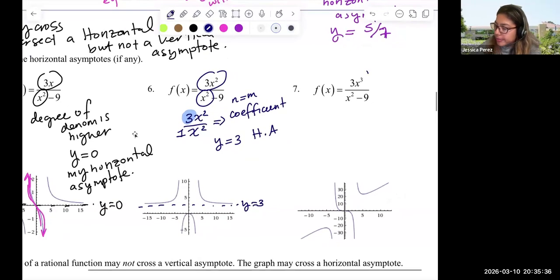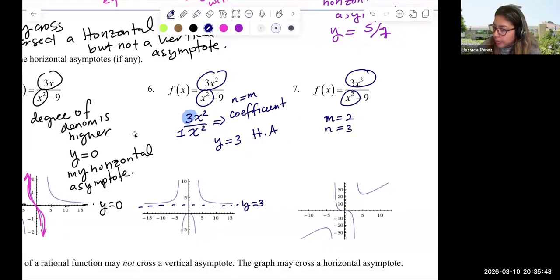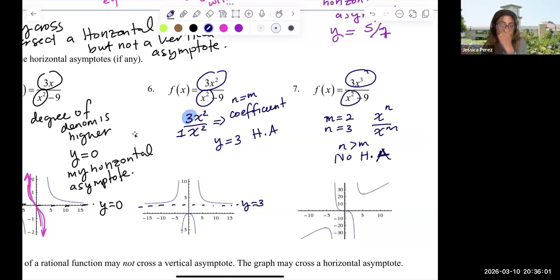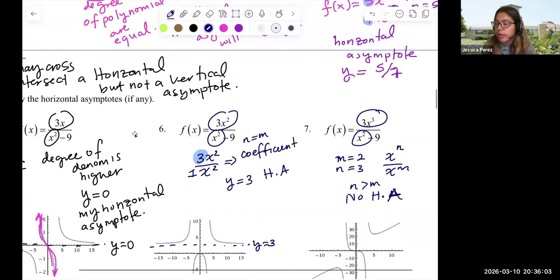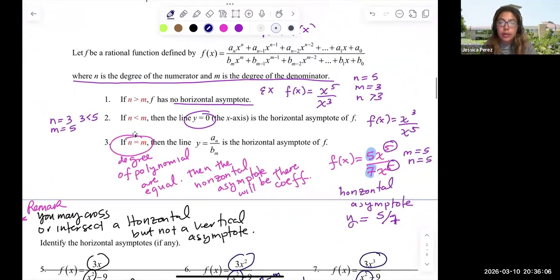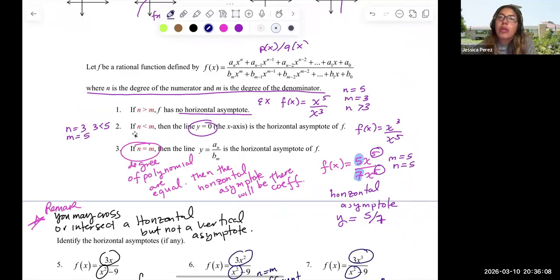Last but not least, what happens if I have x cubed over x squared? Well, m is 2 and n is 3. The degree of the numerator is higher, since it is x to the m over x to the n, and n is greater than m. I do not have horizontal asymptotes. You don't have any horizontal asymptotes, because it will fall under the first category, which is n greater than m.